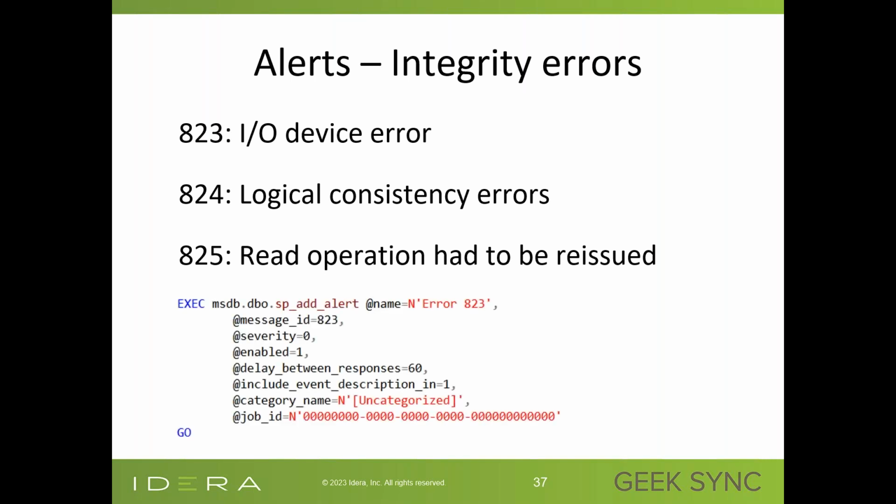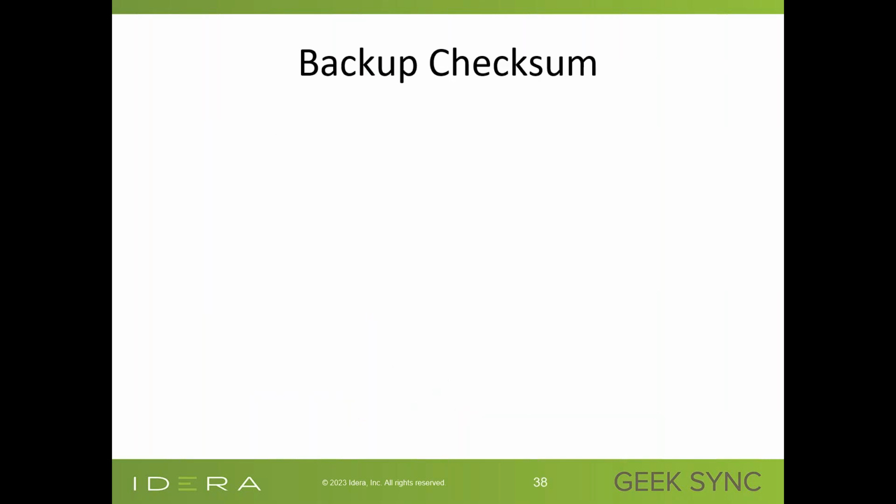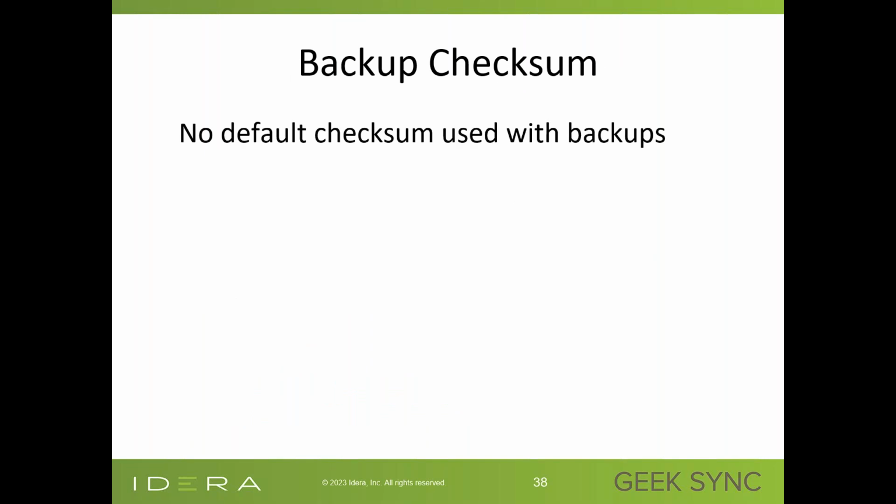We'll do this as well. But instead of severity levels, we'll do this with the message ID as shown here. We'll set up and use add alert for each of these. I'd also recommend you enable backup checksum. By default, there's no checksum used with backups.